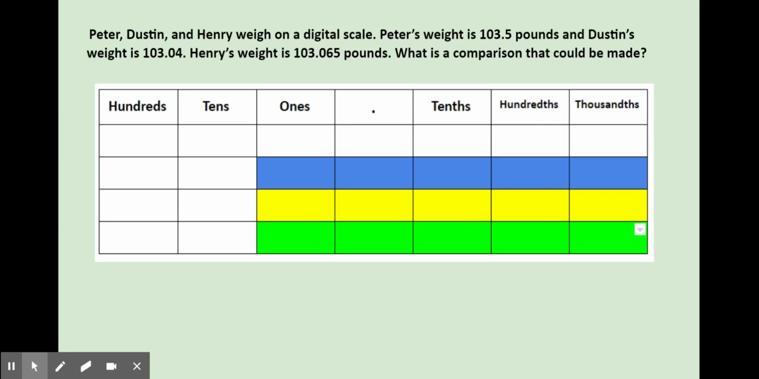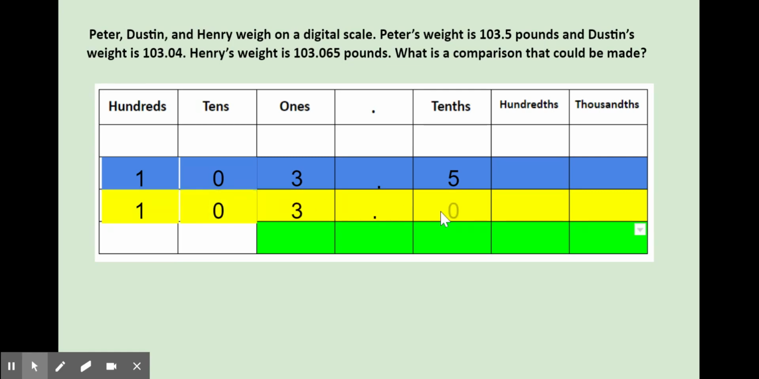So now let's start with putting Peter's weight into our place value chart, making sure that we line up all our numbers, and then we're going to put Dustin's weight underneath Peter's weight. So we're stacking and make sure we put our numbers in the correct place value. And then we'll put Henry's weight in.